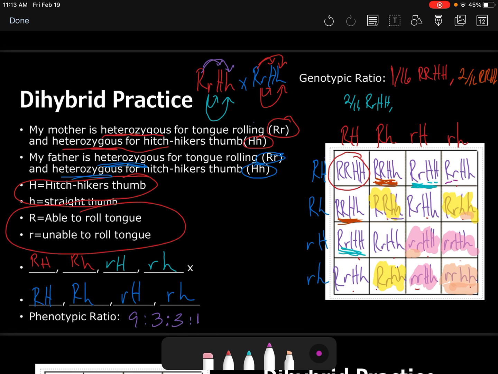Next, we'll look for big R, big H, little h. So we have one here, we have one here, we have one here, and we have one here. And then are any of these other ones? Does not look like it. Okay, so we have 4 out of 16 that are going to be big R, big H, little h.